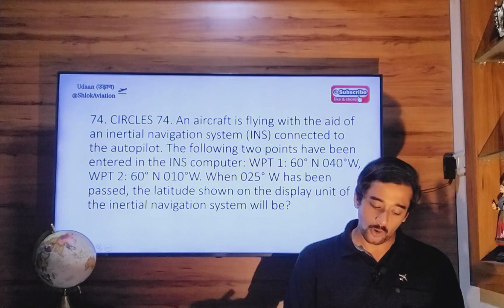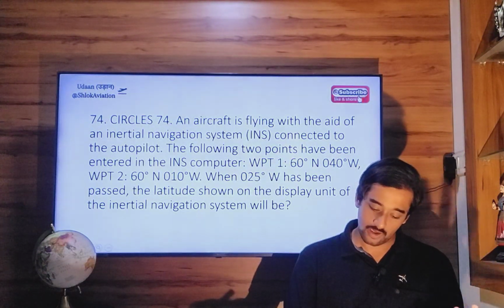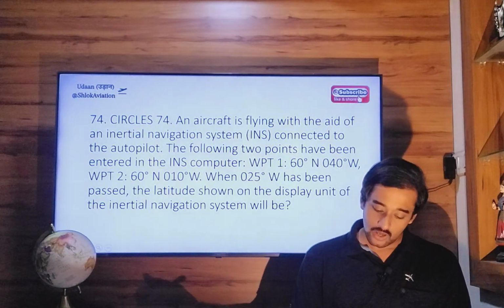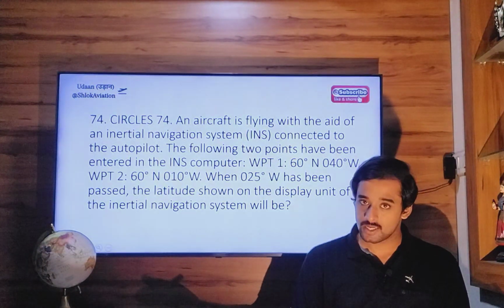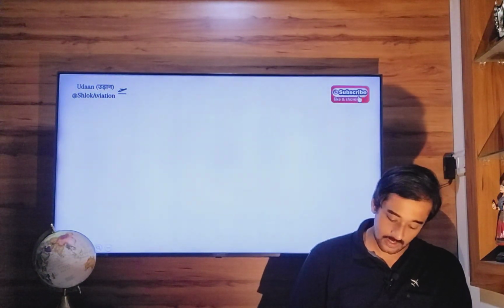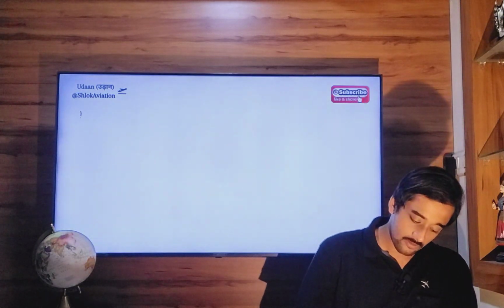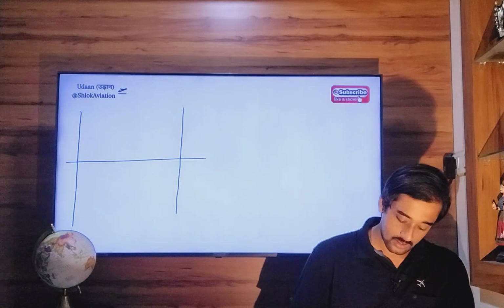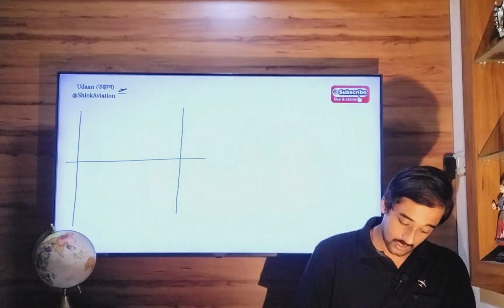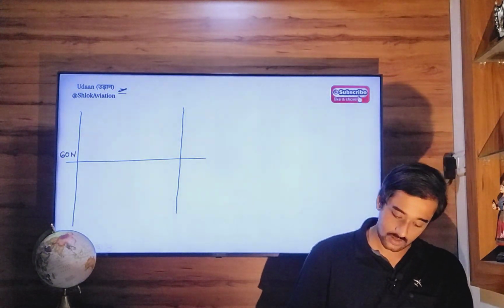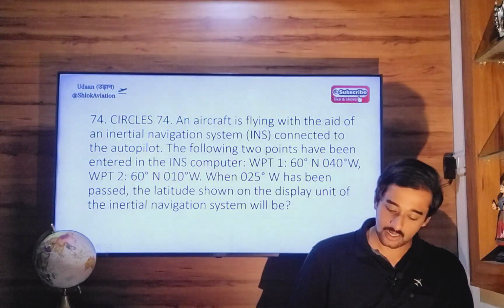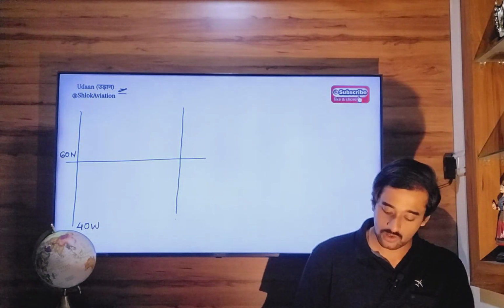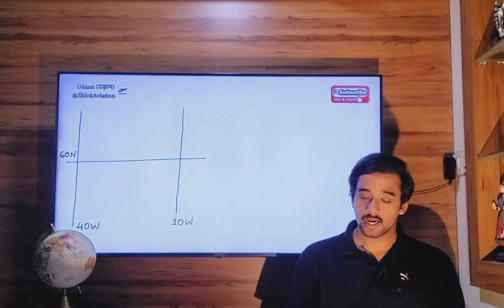Aircraft is flying with the aid of an INS system. The following 2 points have been entered: waypoint 1, waypoint 2. When you are passing 025 degrees west longitude, what will be the latitude shown on the display? So it's similar to the previous question. Let's draw it. We are in the northern hemisphere. 60 north, 40 west and 10 west. 40 west will be here, 10 west will be here. Plotting must be done correctly.